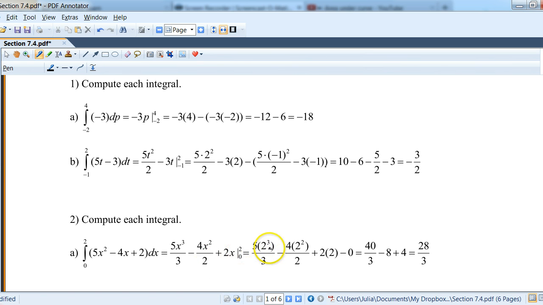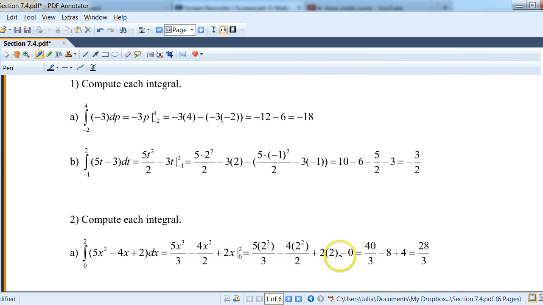So you can plug in the 2 everywhere. And then I subtracted 0, because everywhere there is an x, you're going to get 0. So the whole thing is 0. So really, if the lower limit is 0, you basically can disregard it. If it's the upper one, you can probably disregard it too, but then you have to do minus the lower.